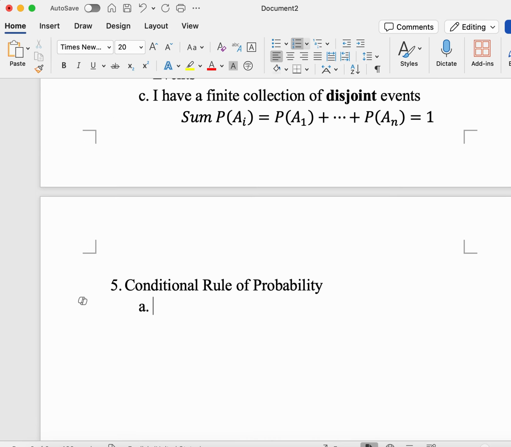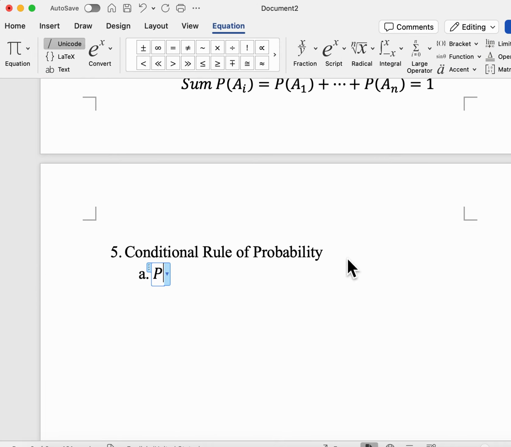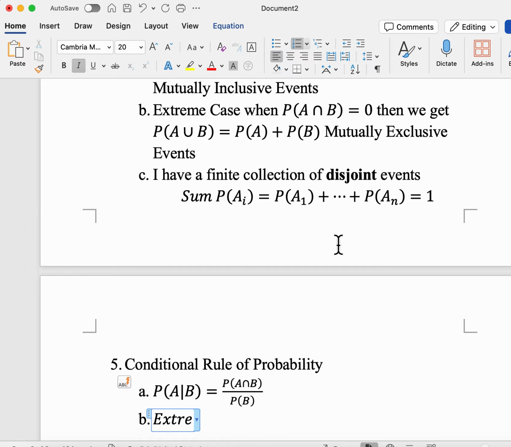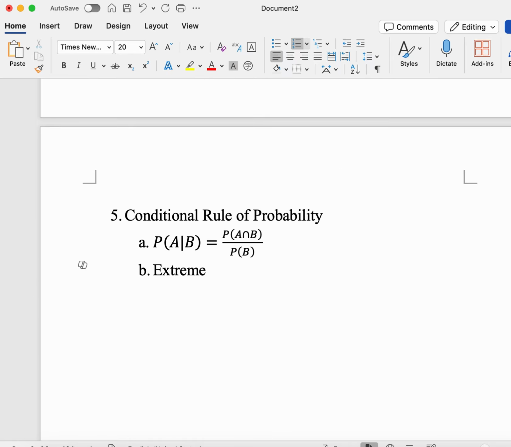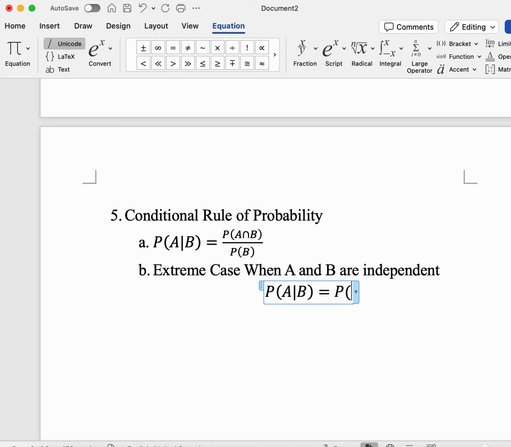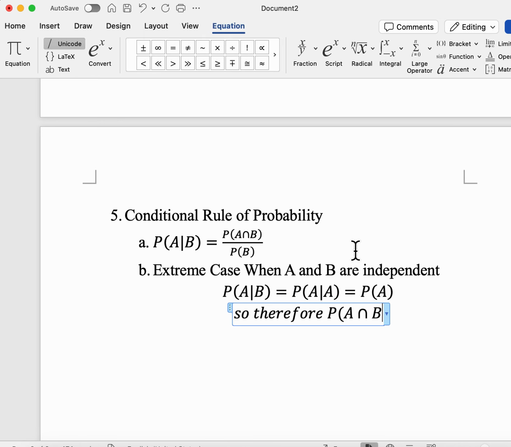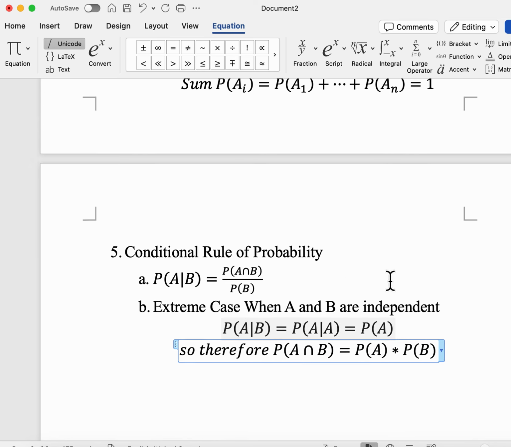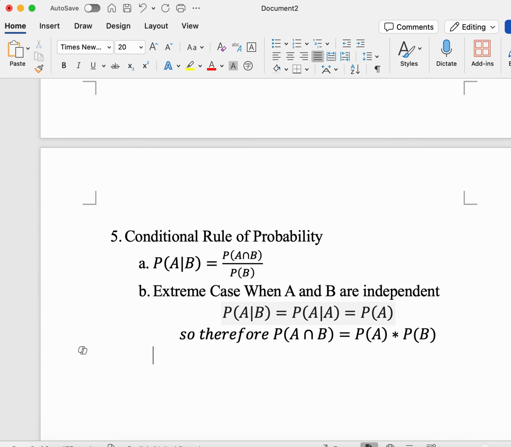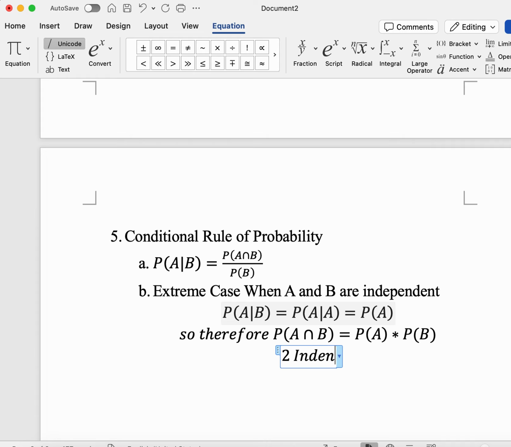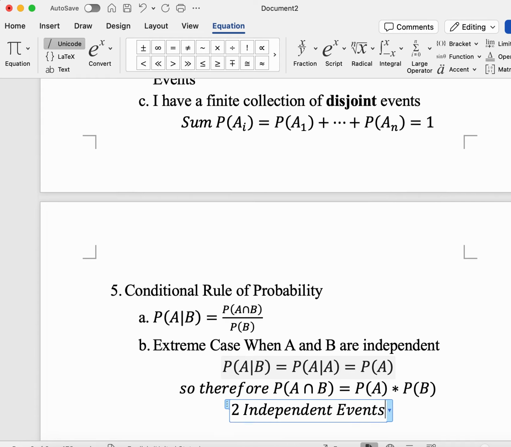Okay, now finally, the conditional rule of probability. That's that P of A given B equals P of A intersect B over P of B. And in the extreme case, when A and B are independent, P of A given B becomes P of A given A, which is just P of A. So therefore, P of A intersect B equals P of A times P of B, which are called two independent events. Which is the multiplication rule of probability.